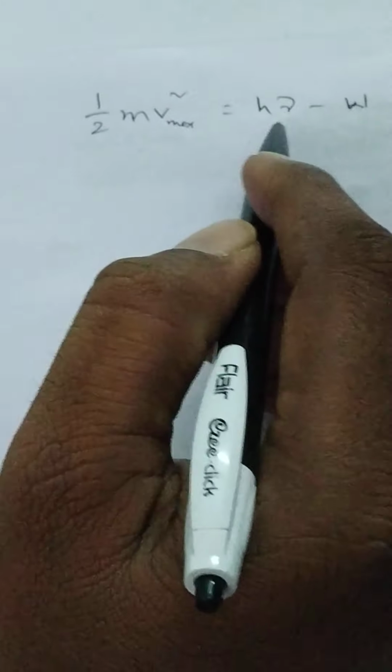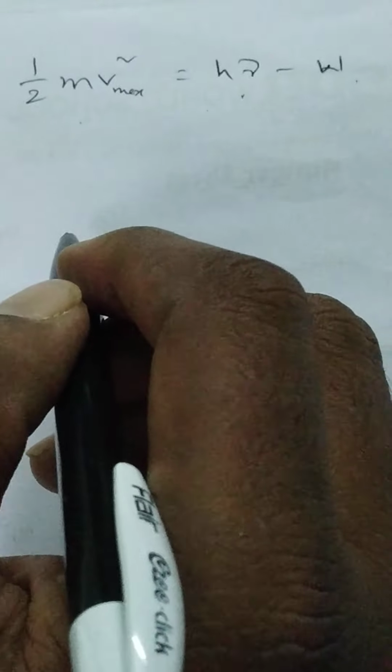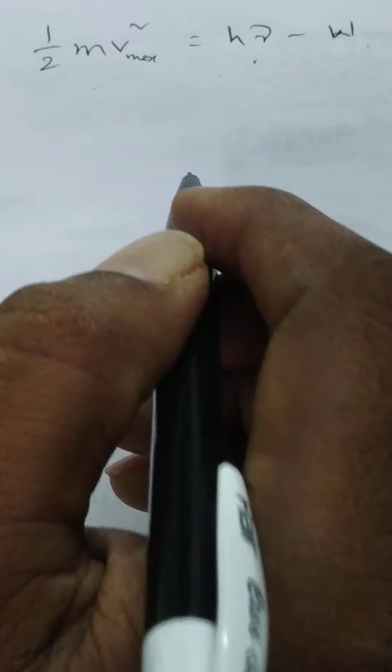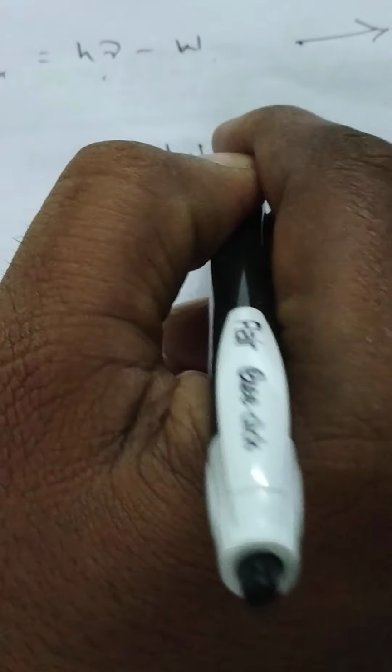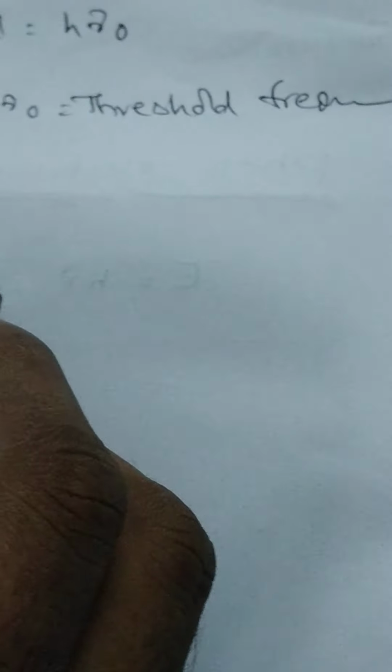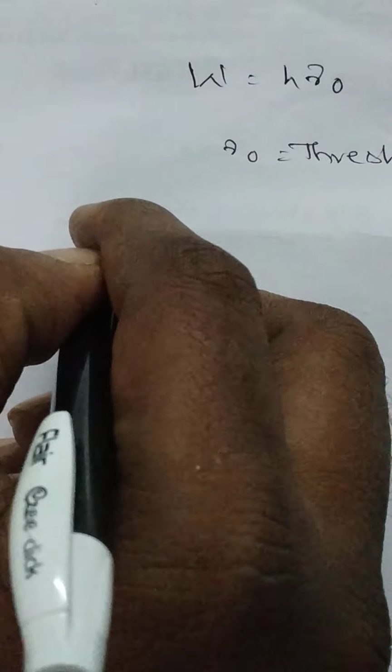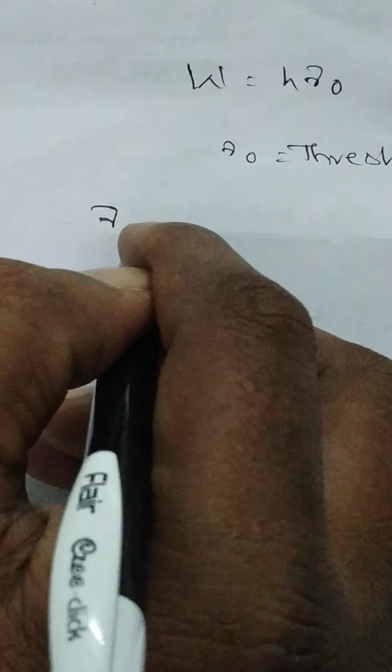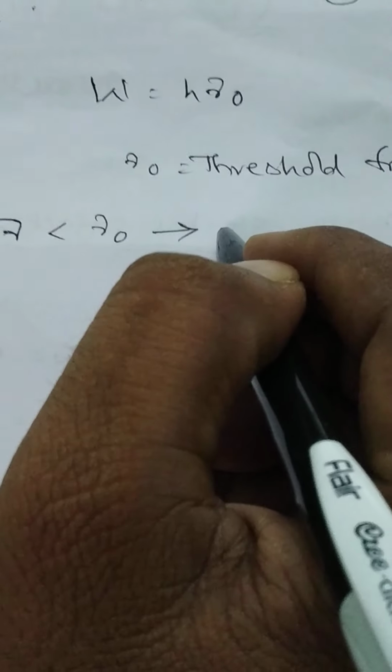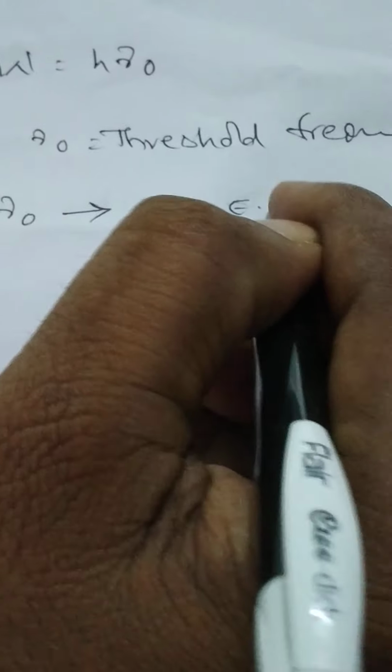So the kinetic energy of the photoelectron ejected is equal to h nu minus W, the maximum kinetic energy. Work function W is equal to h nu naught. What is nu naught? Nu naught is the threshold frequency. If the frequency of the incident photon is less than the threshold frequency, then there is no ejection of electrons. Photoelectric emission is not possible.